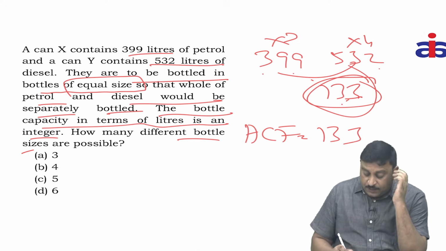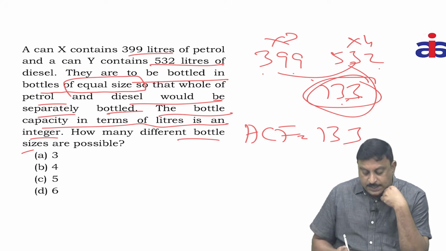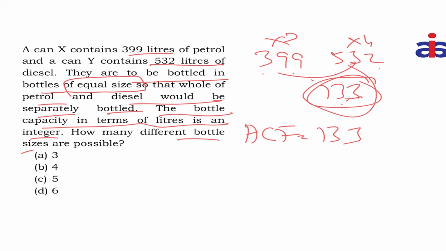Now, even 133, there may be some factors of it. So we have to search for that also. So take the factors of that one. Here you have to take all the possible factors. What they said is, the bottle capacity in terms of liters is an integer, all the integers. What are the factors of 133? Just divide it.